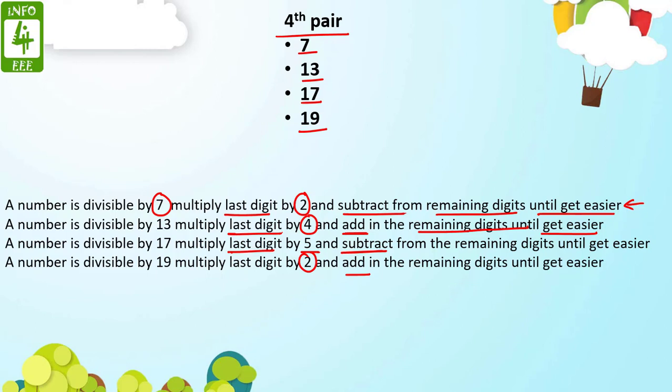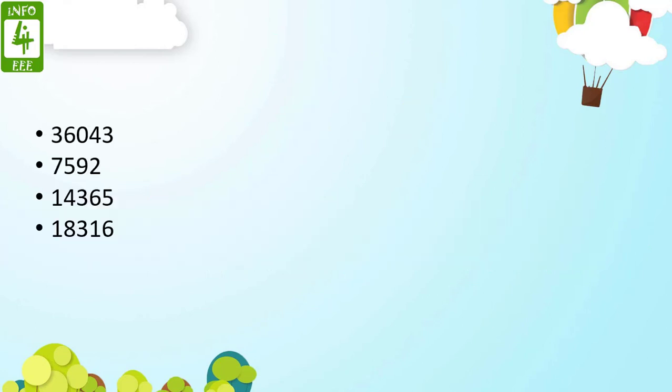So what we got is 2, 4, 5, 2, minus, plus, minus, plus. So let's see this with an example. Let's check whether these numbers are divisible by 7, 13, 17 and 19 or not. So we have a formula for 7, 13, 17, 19.